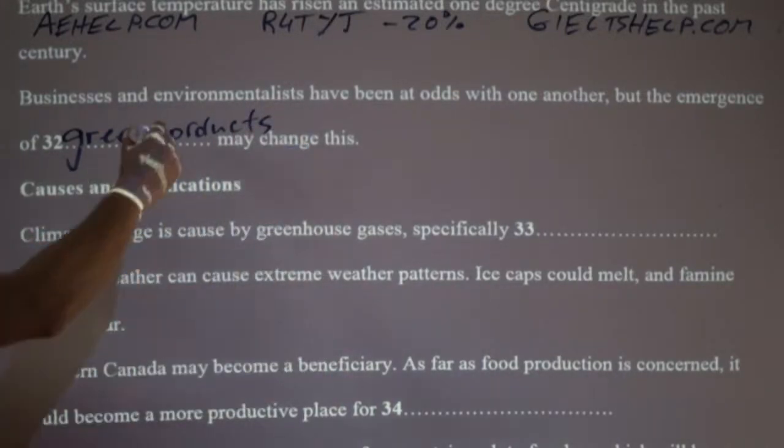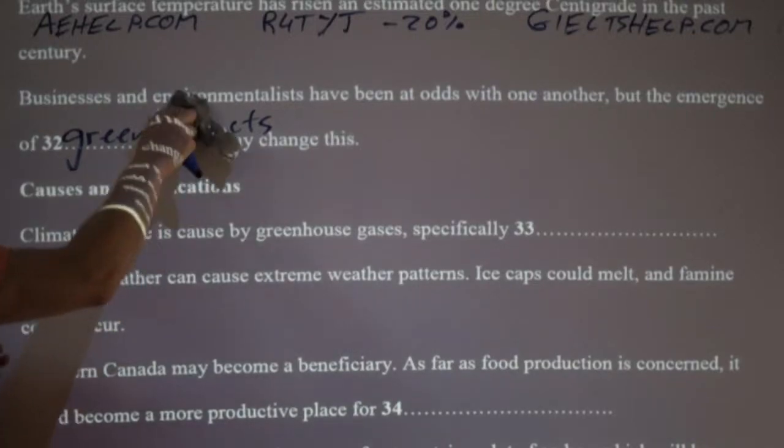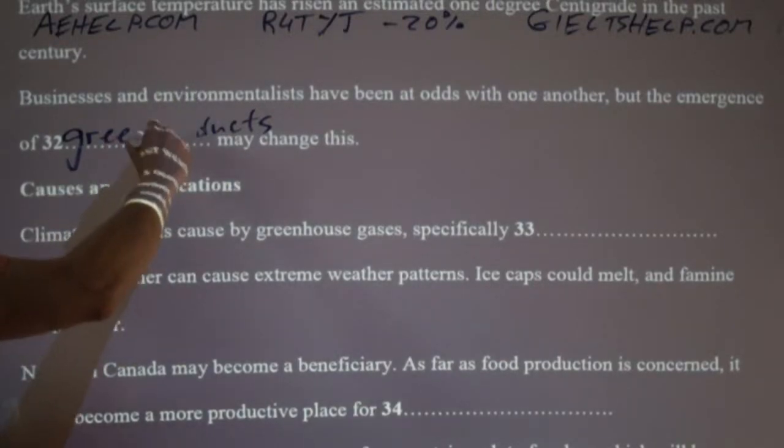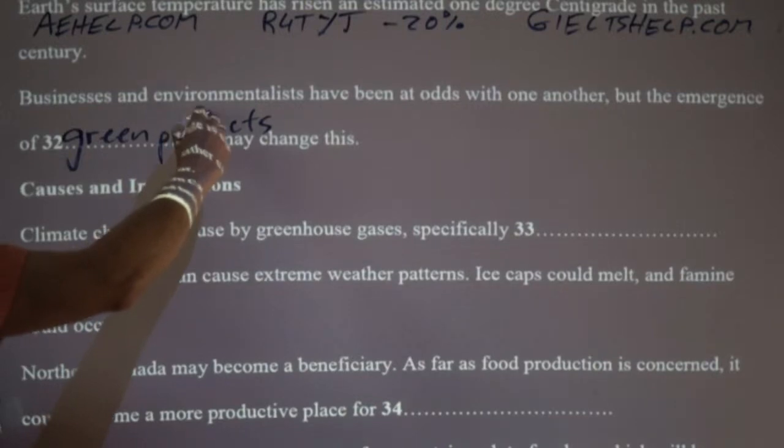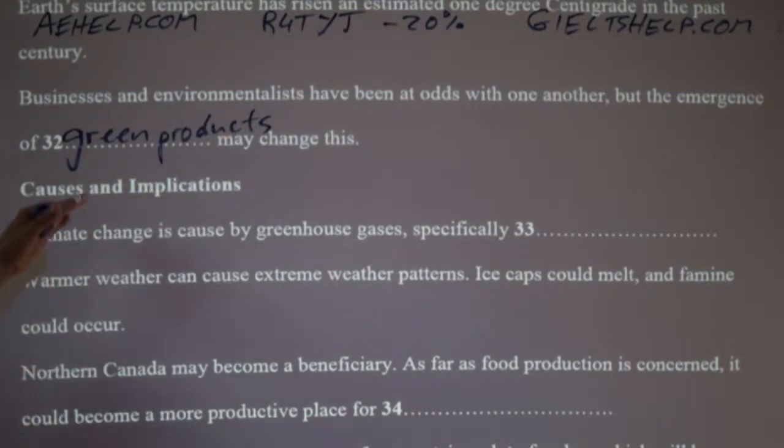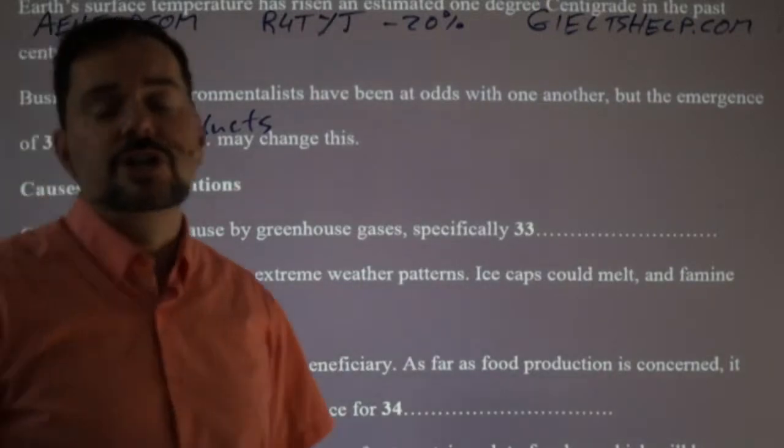Yeah, we got a missing O there. So again, always check your spelling. I always look at my spelling twice to try to catch any mistakes. So green products, okay? Green products are like rechargeable batteries.